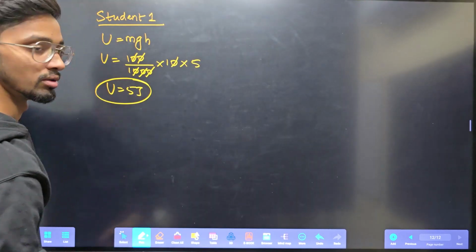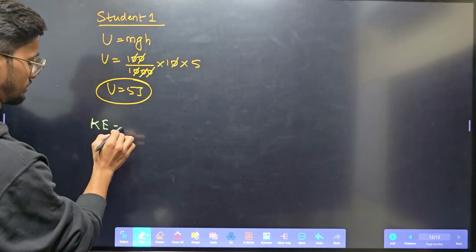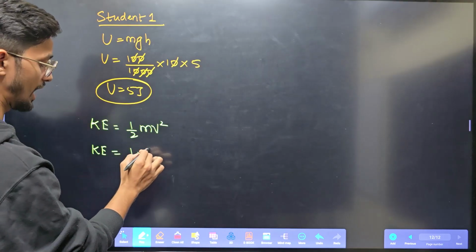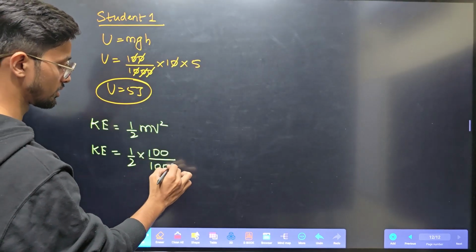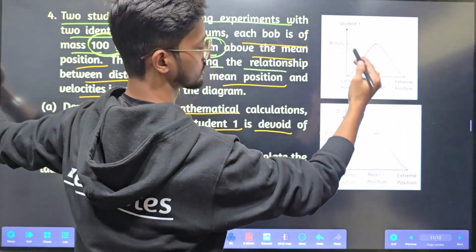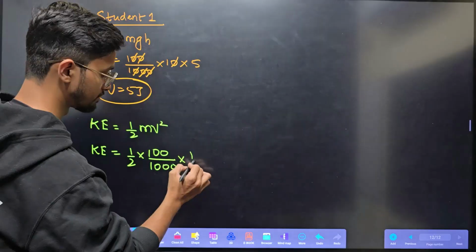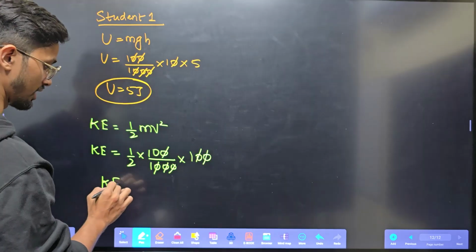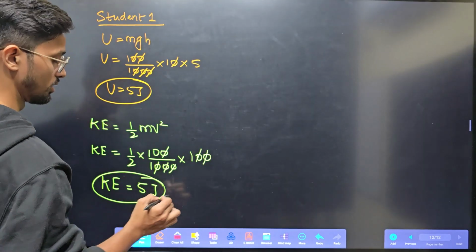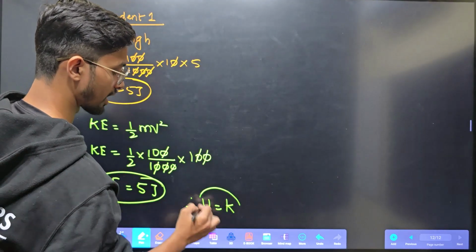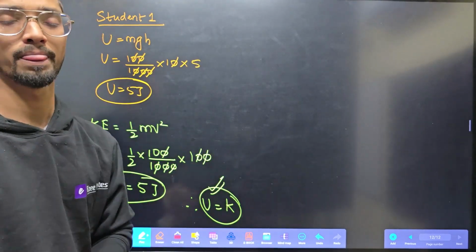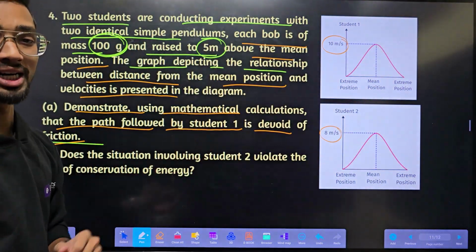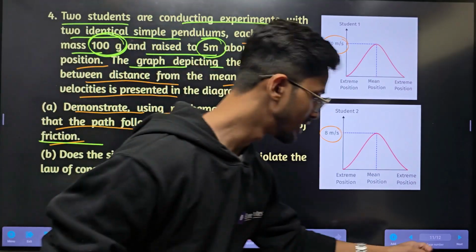Potential energy was 5 joule. So let us see kinetic energy. Kinetic energy is half mv square. So kinetic energy is half, m is 100 by 1000, v was 10. First one is 10, next one is 8. So 10 square means 100. So the zeros get cancelled. 10 by 2 is 5. Kinetic energy is also equal to 5 joule. Therefore, we can say that potential energy is equal to kinetic energy for student 1. And it proves that for student 1, there is no friction present. Student 1 is devoid of friction. The path followed by student 1 will be devoid of friction.